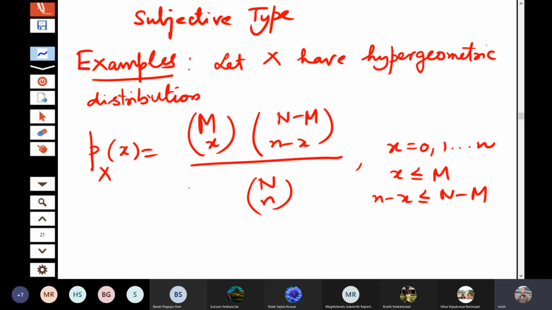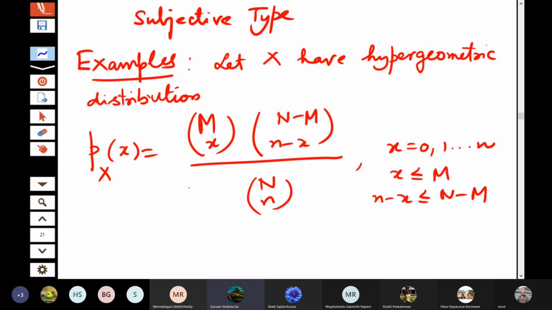Anybody? Let me ask somebody from the existing list. Vismay Parija. Shri Ram. What is the physical situation in which this distribution arises? What is capital N? What is capital M? What is small n? And what is X? Venkat Sai?